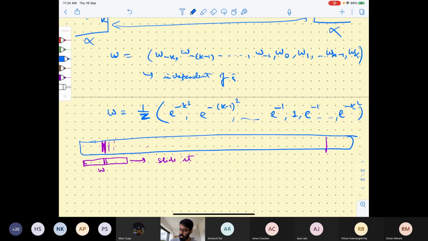So what we are getting is a i prime is equal to the summation of W s a i plus s, where s goes from minus k to k. Right? So the first term is going to be W minus k a i minus k, and the last term is going to be W k a i plus k. Right? And we will see that this is actually a convolution.